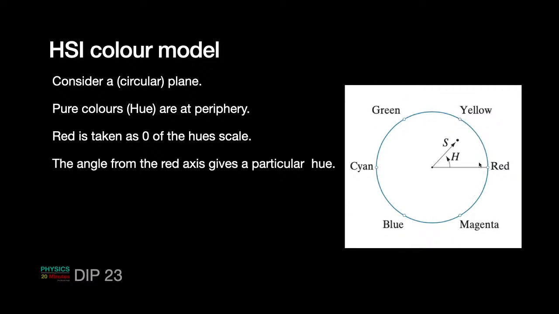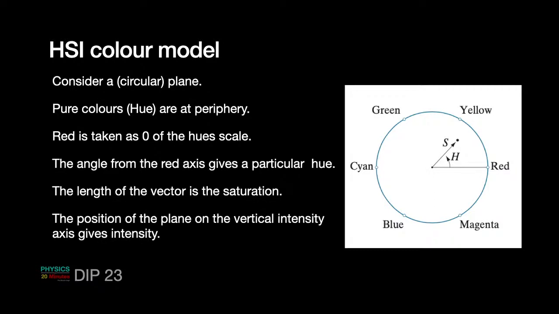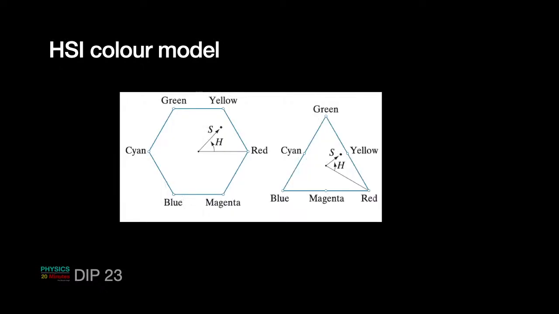So this angle will give you the hue, and the length of the vector is the saturation. So if this is my S vector, this length will give me saturation, this angle will give me hue, and the position of this plane in that vertical slice which is passing through the center along the axis gives me the intensity. And as I said, the shape doesn't matter. Earlier we had discussed with a triangle, you can make even a hexagon or whatever. It does not matter as long as the definition remains the same starting from the red.